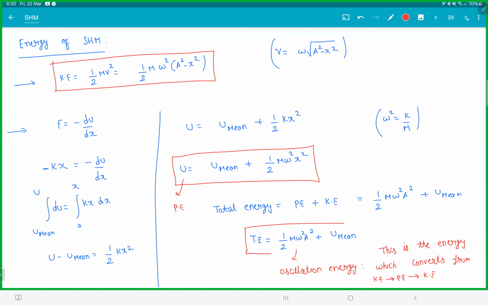In the exam, sometimes they'll ask you to find the oscillation energy and find the total energy. Both are not the same. Oscillation energy is something else completely. We'll talk about that.